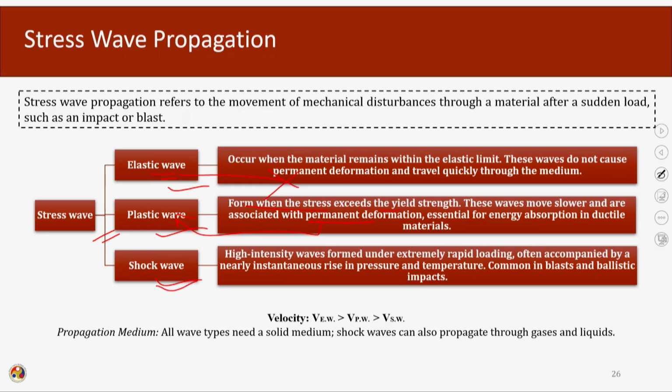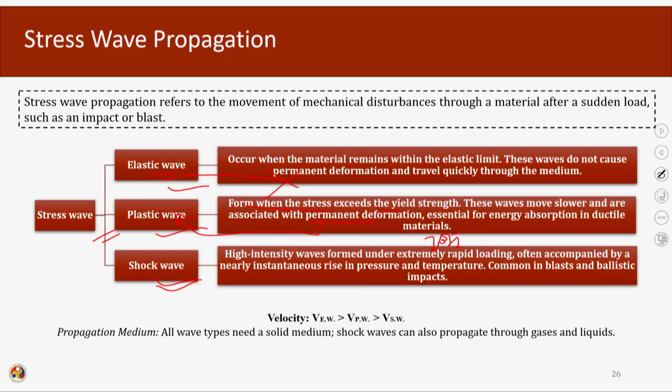And then there are shock waves. These are high intensity waves formed under extremely rapid loading. During an explosion or an impact, this type of high intensity wave is formed. They are often accompanied by a nearly instantaneous rise in pressure and temperature. So, at the juncture where the load is applied, there will be an instantaneous rise in pressure and temperature. These are common in blast and impact events.